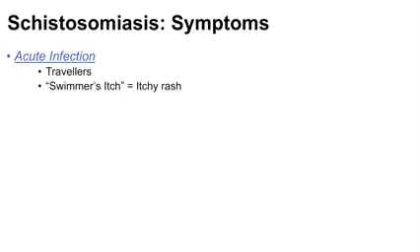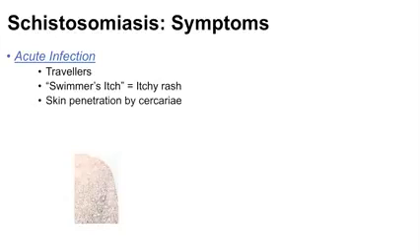So when an individual is infected with a Schistosoma parasite, what are some of the symptoms? Well, in an acute infection, which typically occurs in travelers going to some of these affected regions, individuals can get what we call swimmer's itch, an itchy rash from the penetration of cercariae into the skin. It can look something like this, so you can get this rash if you've been in contaminated waters.